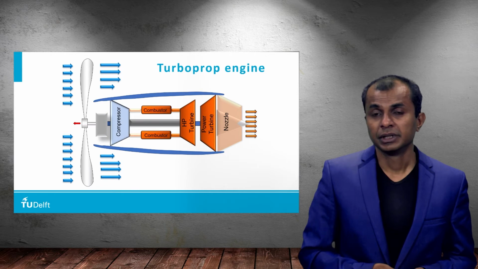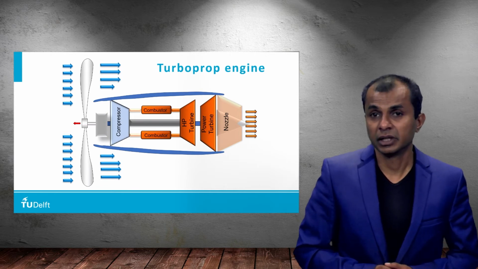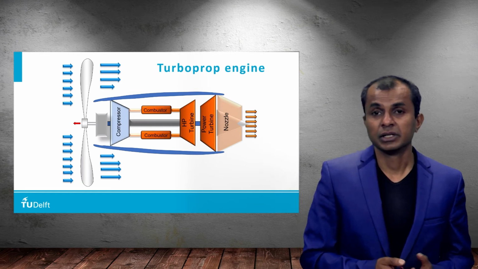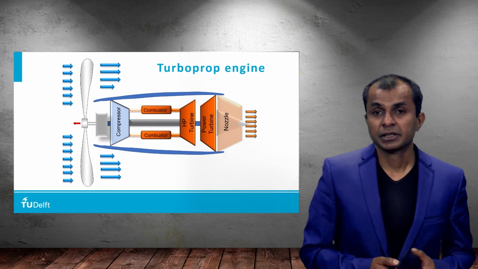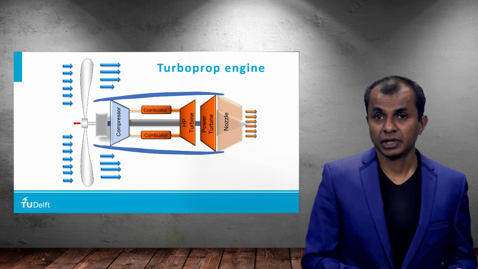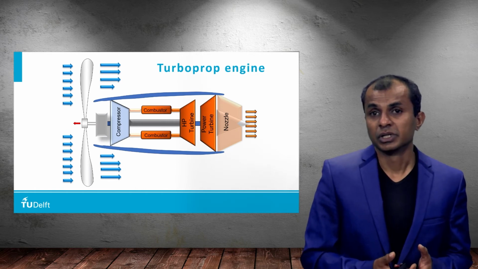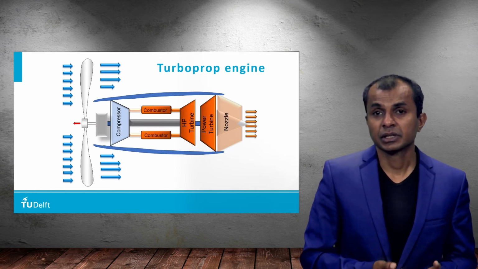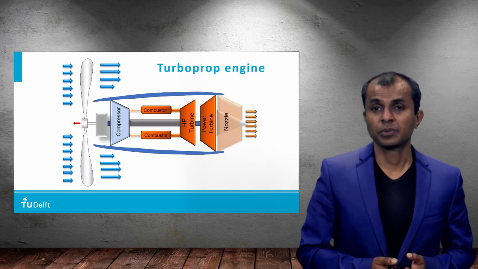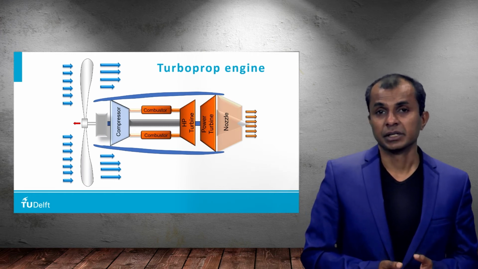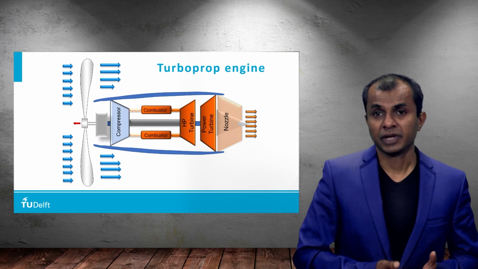A turboprop is an example where the bypass ratio is really very high, much higher than turbofan engines. And that is why it is unshrouded. A large amount of air is accelerated to a small extent. This is the reason why turboprops have high propulsive efficiency at low Mach number flight regimes.